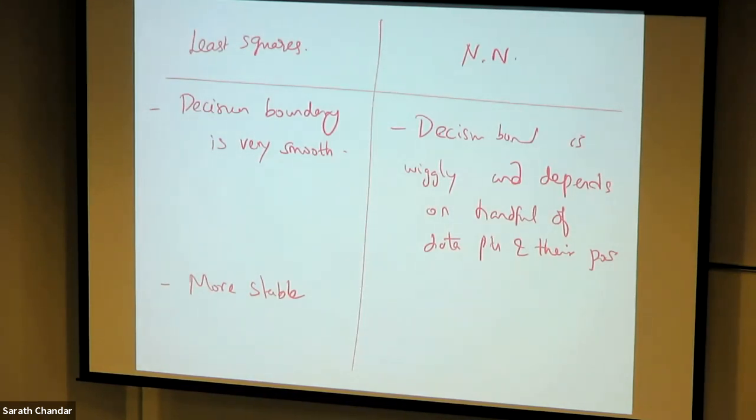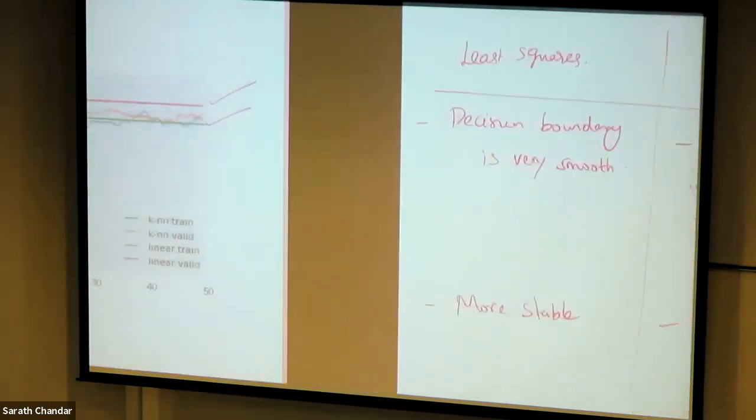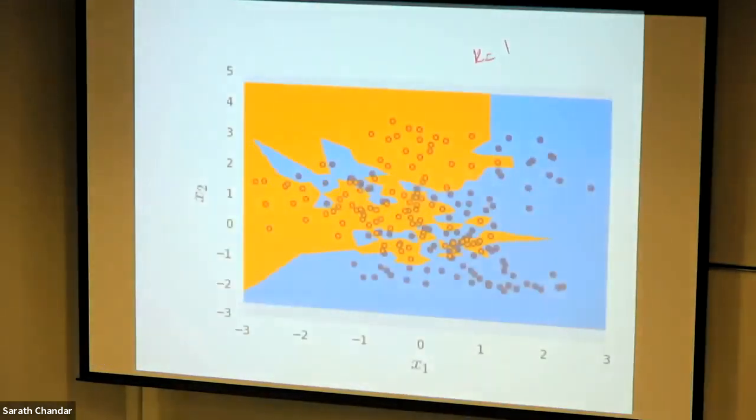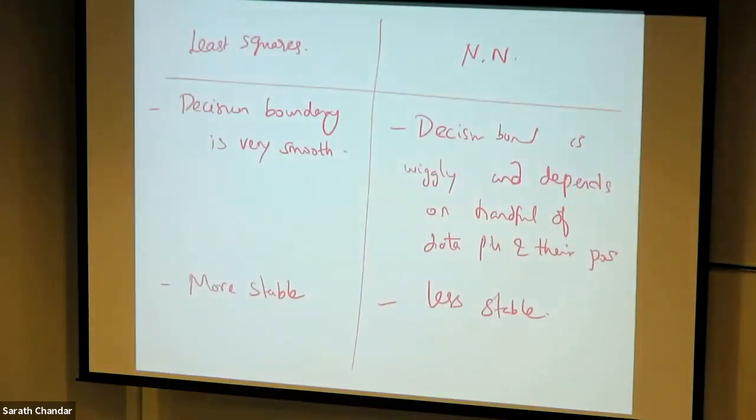It's not completely true, I will come to that. But on the other hand, nearest neighbors are less stable. Why do I say they are less stable? Because let's go back to this place, right? I can actually put a bunch of orange points here, then I'm going to have an orange island, right? So suddenly the decision boundary changes. So it's less stable.